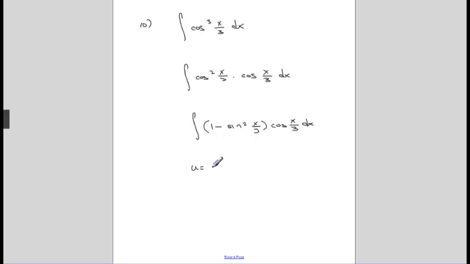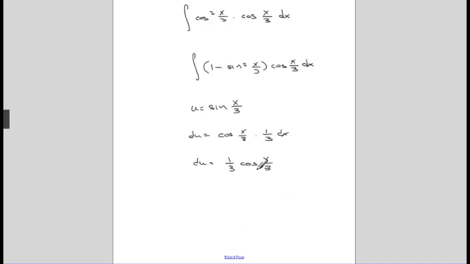So we'll let u equal the sine of x over 3, and therefore du is not going to be just the cosine of x over 3. It's going to have a 1/3 because we'll use the chain rule, which says we take the derivative of the sine, which is the cosine, and then multiply that by the derivative of the argument in the sine. So we'll end up with cosine of x over 3 times the derivative of x over 3, which is 1/3 times dx. So du is 1/3 times the cosine of x over 3 dx.